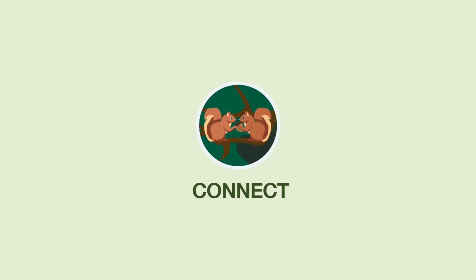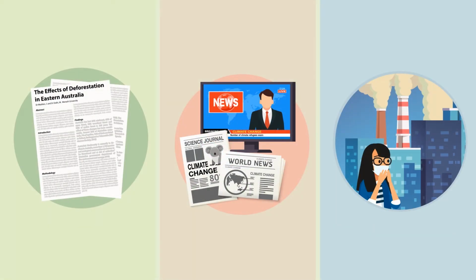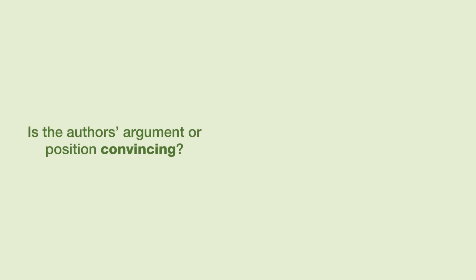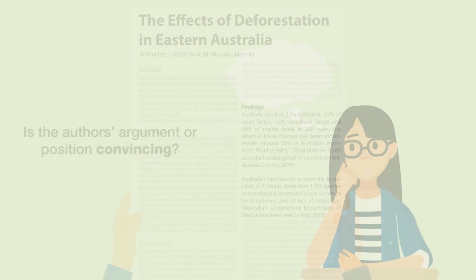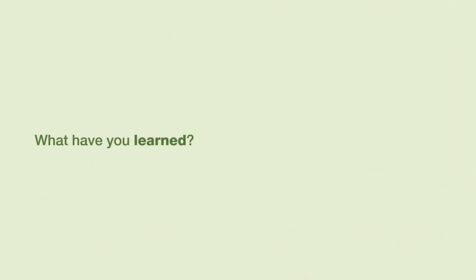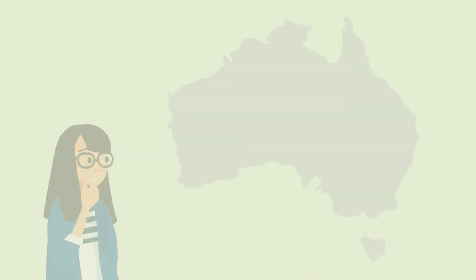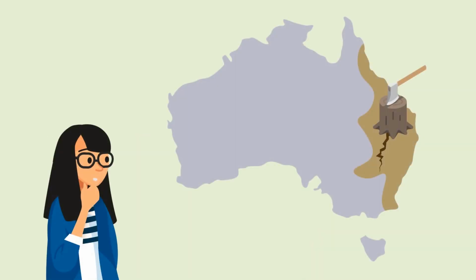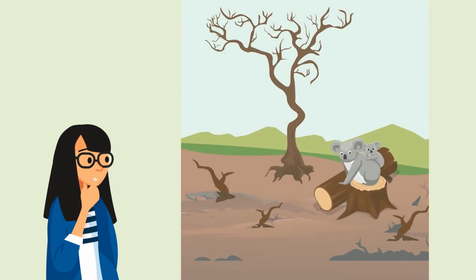After zooming in, it's time to connect the new ideas from the text with the world and my own experiences. I start connecting ideas by asking myself, is the author's argument or position convincing? Yes, the ideas are logical, and the authors have enough evidence to support their arguments. What have you learned? I didn't know that deforestation is a problem in Eastern Australia. I now know that koalas are losing habitats and the land is deteriorating.